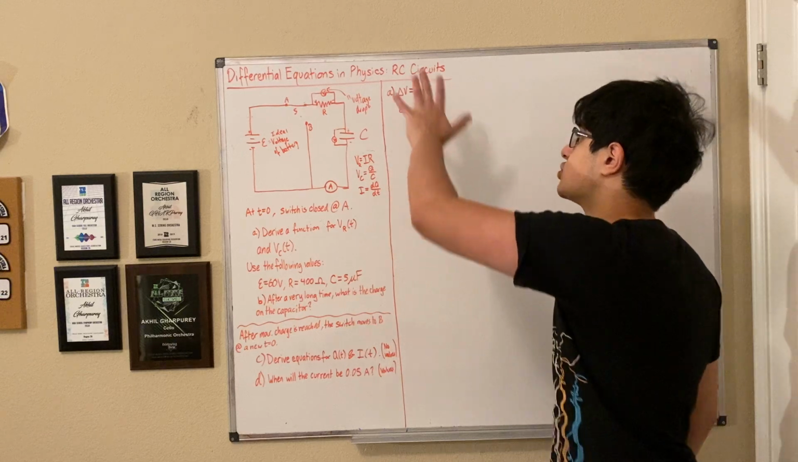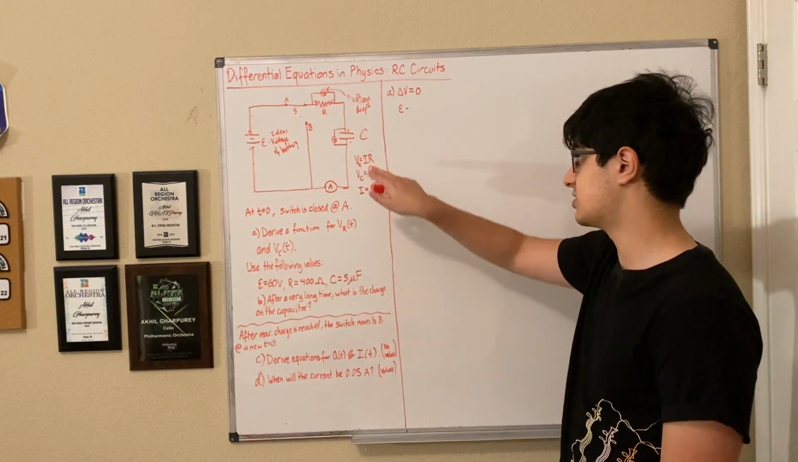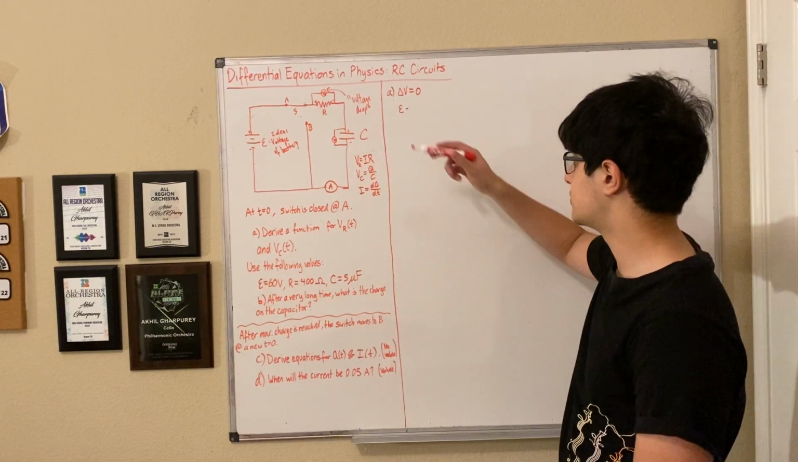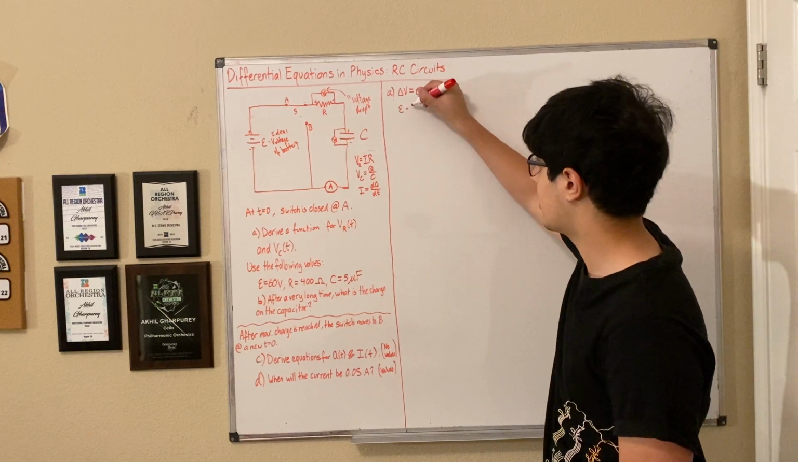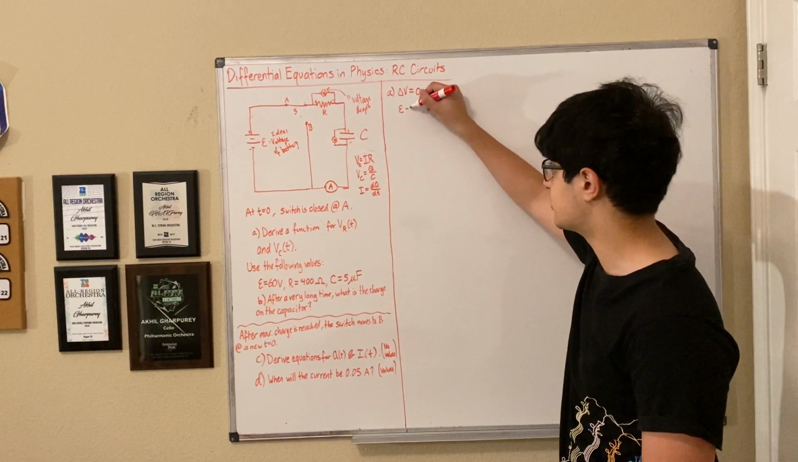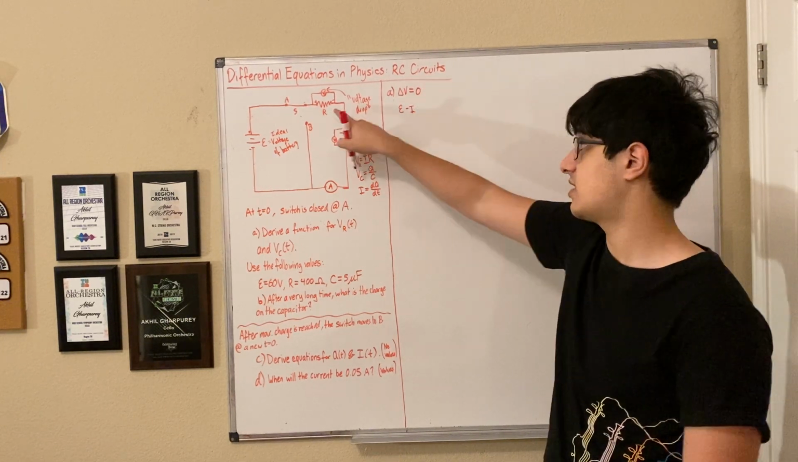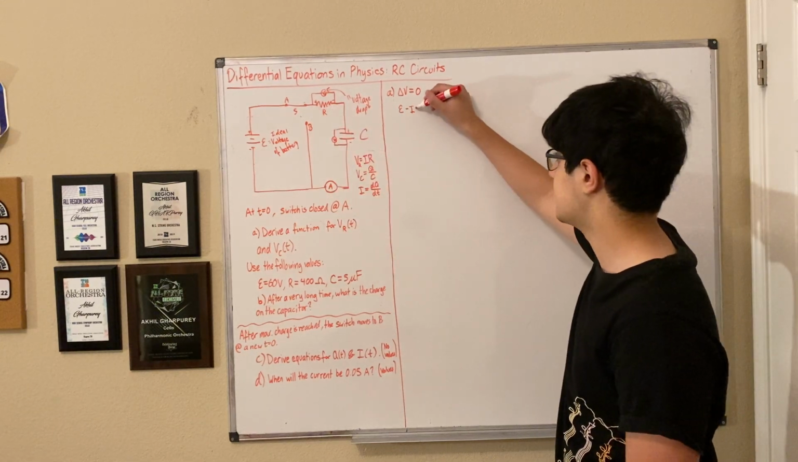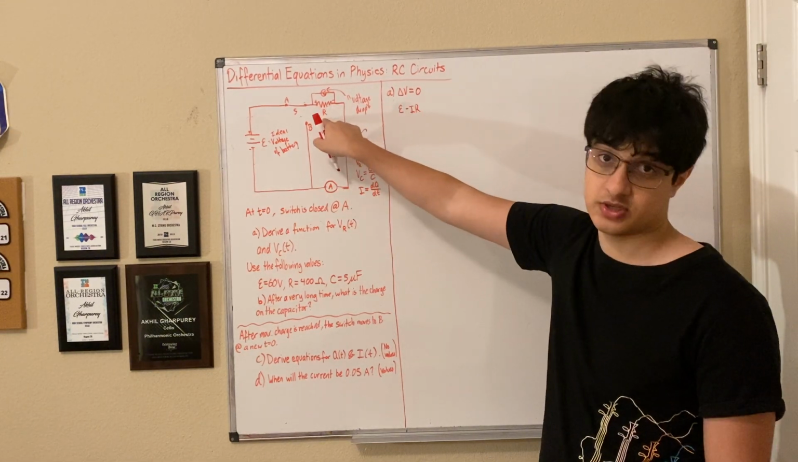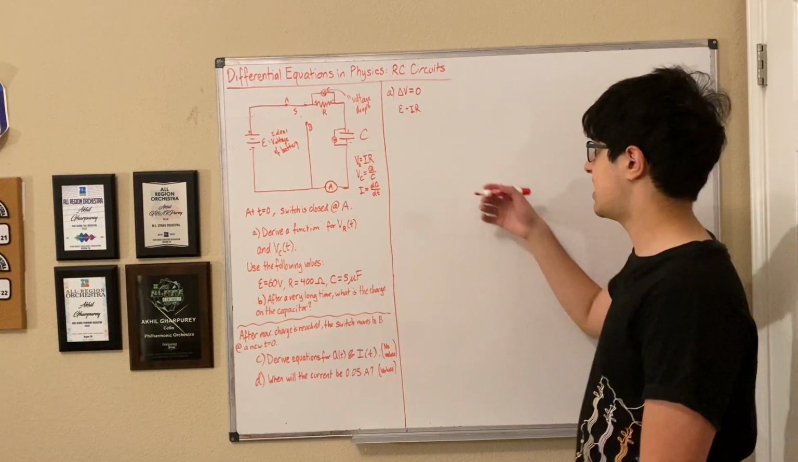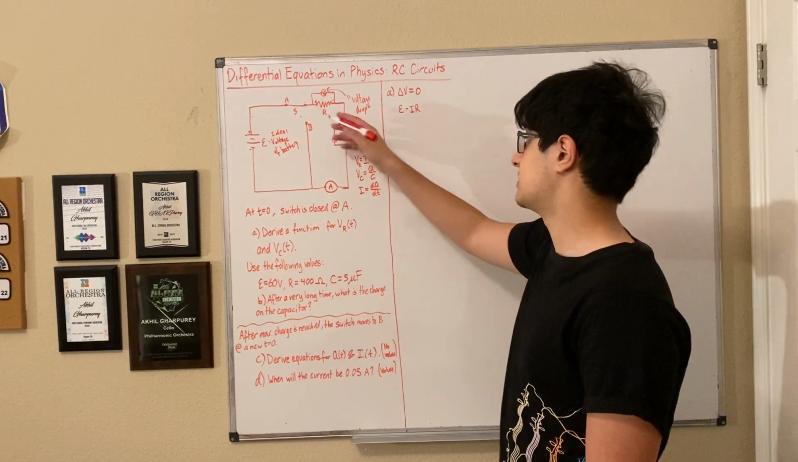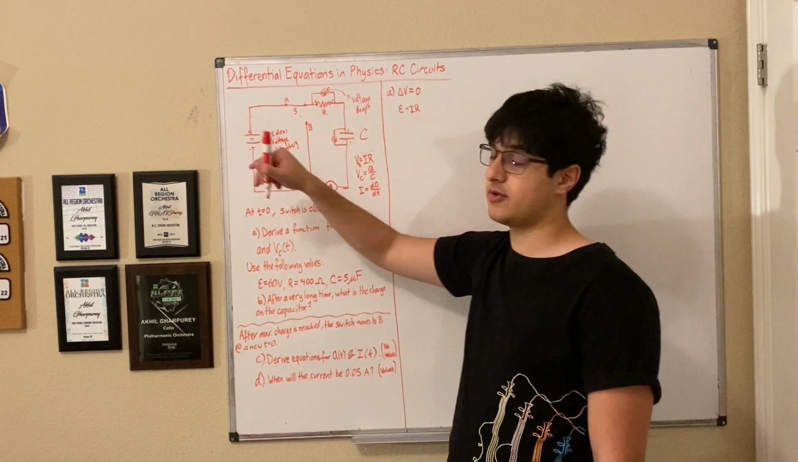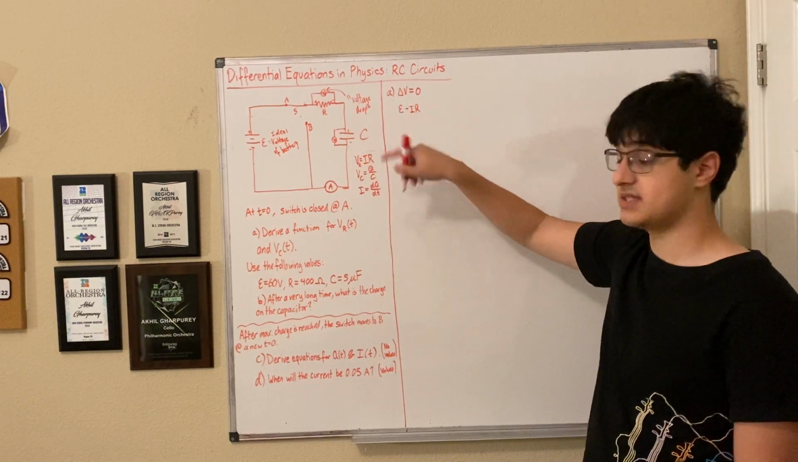And what is the voltage drop across the resistor? Well, we need to use something called Ohm's law. Ohm's law states that VR, or the voltage drop across the resistor, is equal to the current I that goes through the resistor times the resistance, which is a property of the resistor itself. And then, since this is taking voltage from the battery, we put a minus sign here.